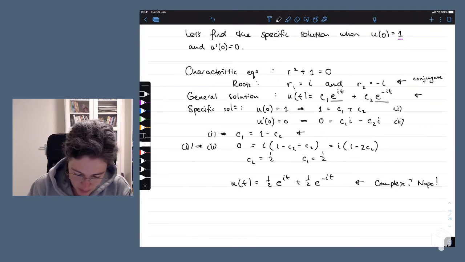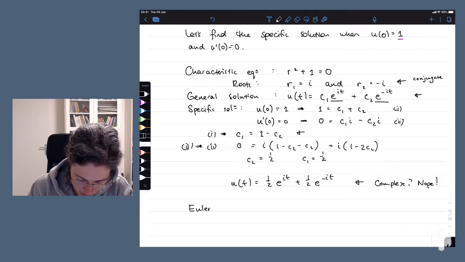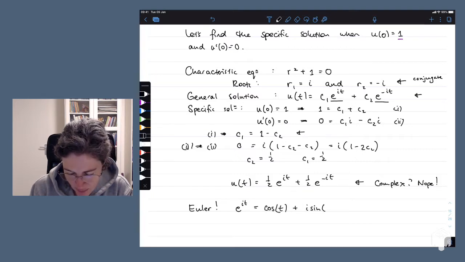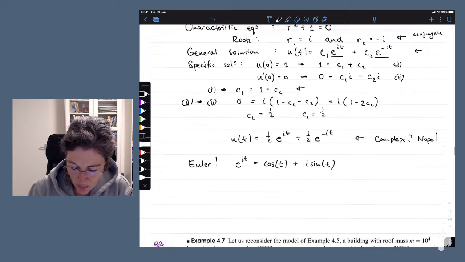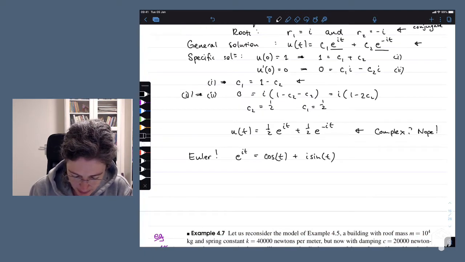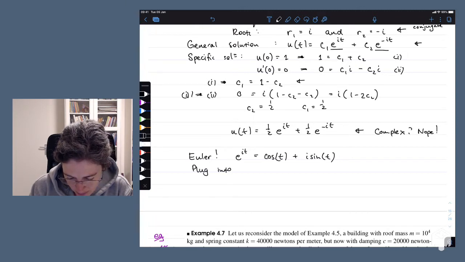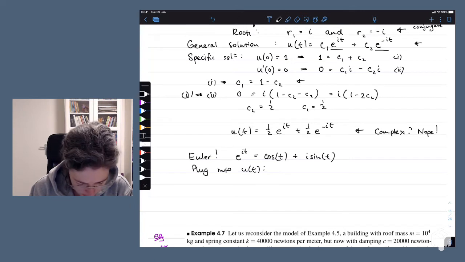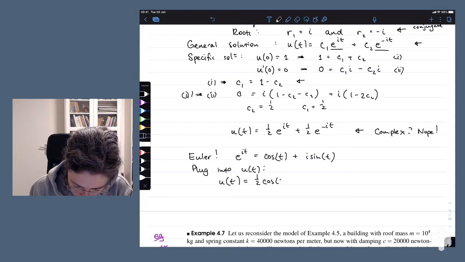Well, we're going to use Euler's formula. So just to remind you, Euler's formula says that e to the it is equal to cos of t plus i sine of t. So we can use that to simplify our u of t. So we plug into our u of t, and what do we get? We get u of t is equal to, well, that's going to be a half cos of t plus a half i sine of t.